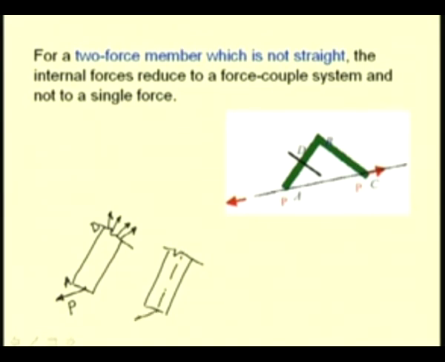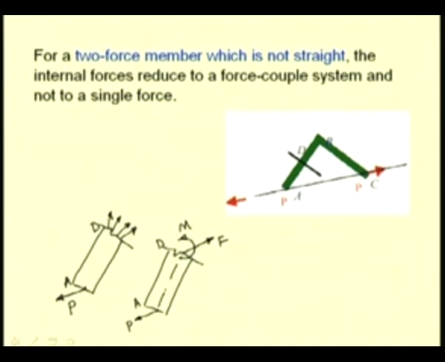At A we have the external force P, and at D the resultant of all these forces is equal to a force F and a moment M. How do we say that this is the resultant of these forces?